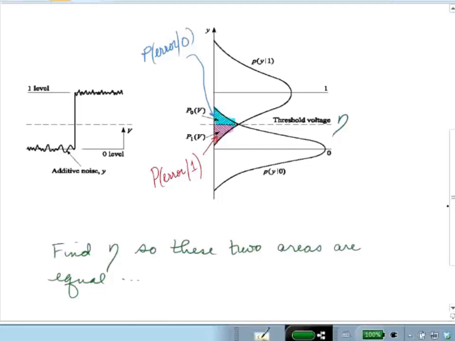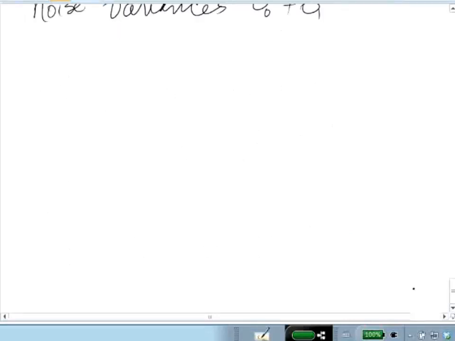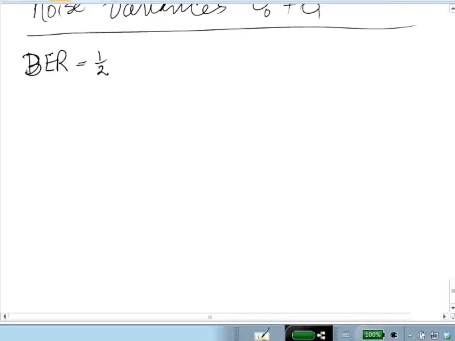We would like to find a threshold such that the probability of error given a 0 sent is equal to the probability of error given a 1 sent. That would be the optimal threshold. So how do we find that in this case where the two variances are not the same? This is a little trickier. When I say that the two areas should be the same, that means I'm assuming equiprobable data. In order to find the optimal threshold, we're going to delve more deeply into the bit error rate probability. So it's 1/2 the probability of an error given a 0 sent, plus 1/2 the probability of error given a 1 sent.